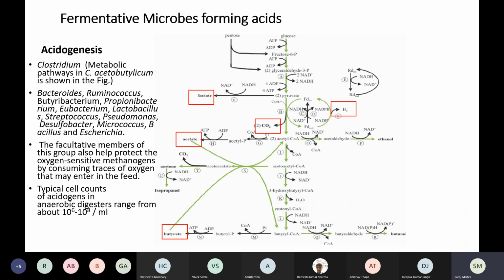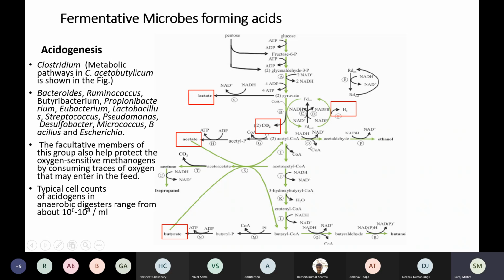But here we have a ferredoxin oxidoreductase. It's a very different type of enzyme which can convert pyruvate into acetyl coenzyme A, but at the same time in the process hydrogen is released and carbon dioxide is also released. So you can see now that this fermentative bacteria is capable of making lactic acid, carbon dioxide and hydrogen.